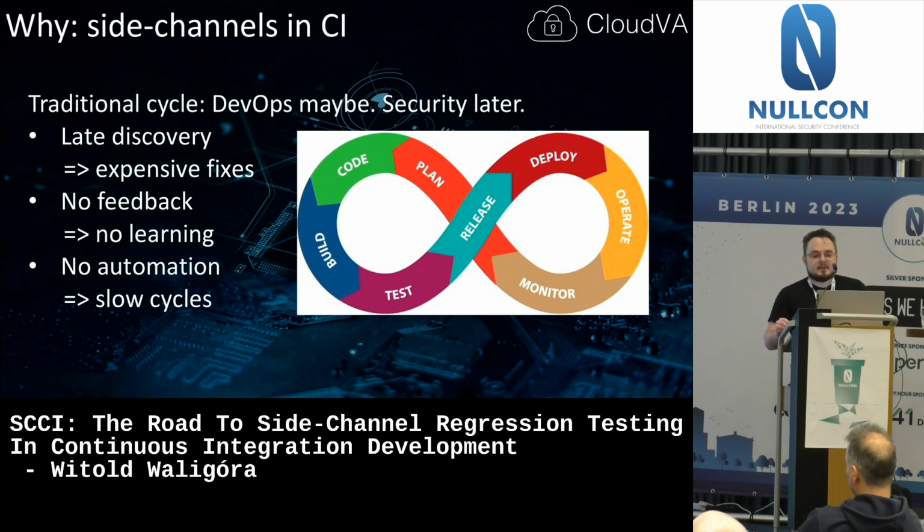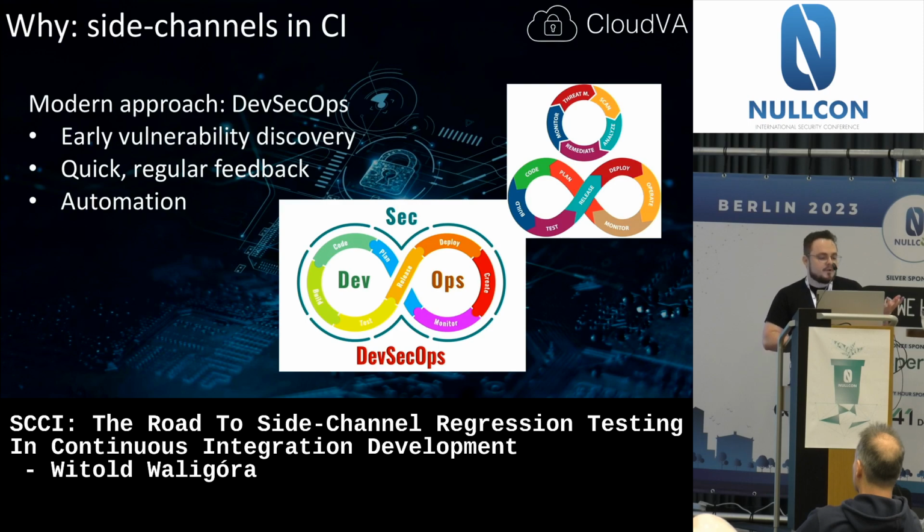Also, the vulnerabilities are exposed late in the cycle, so they are expensive to fix. The dev team has no feedback for months and has no clue how to do secure coding because of that. And you have no automation, so each iteration is slow.